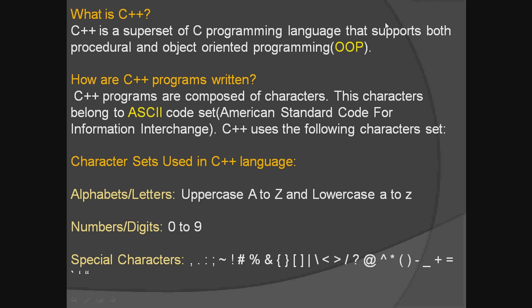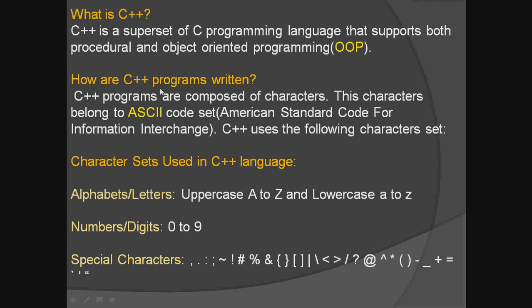Okay, so when it says it supports both procedural and object-oriented, when you talk about procedural, you are talking about the modules, the function-oriented programming or modular approach. When we're talking about object-oriented programming, we are talking about different features such as encapsulation, data abstraction, polymorphism, inheritance, objects and classes, constructor, destructor, and so on.